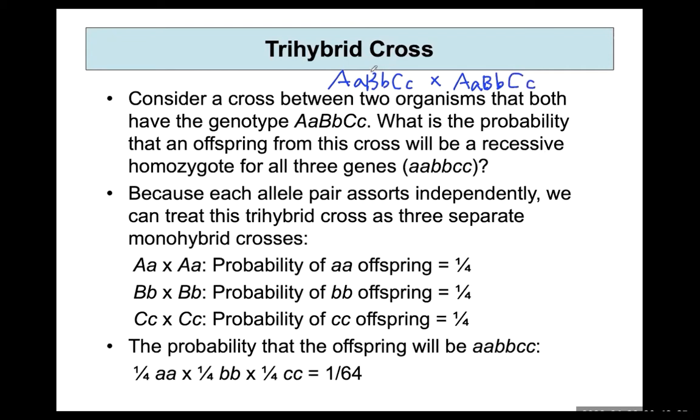I told you that even though they deal with three traits, you have to think about each trait as an independent event. So you just take this and this as one event, and this as a second event, and this is the third event. Because each allele pair assorts independently, you can treat this trihybrid cross as three separate monohybrid crosses. So from this cross, the probability of a small a offspring occurring is 1/4. How can you know that?